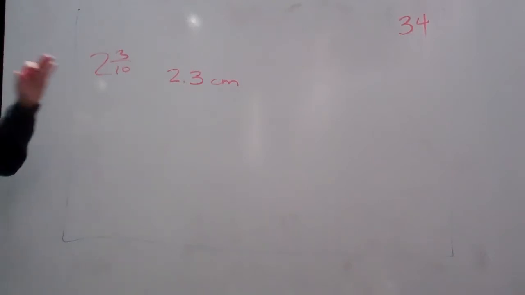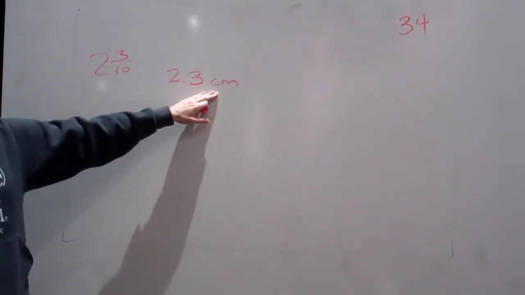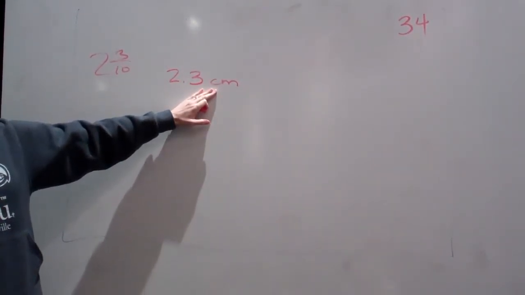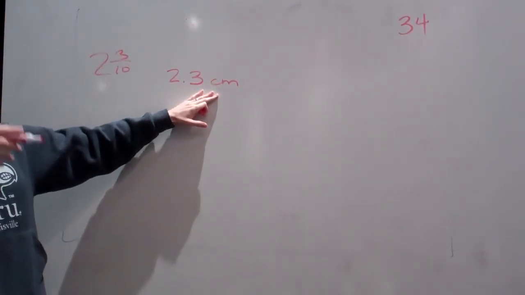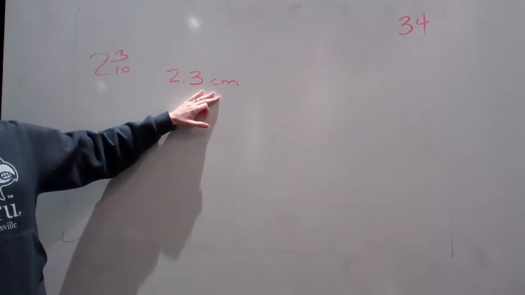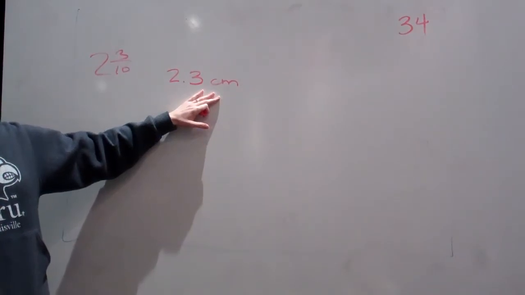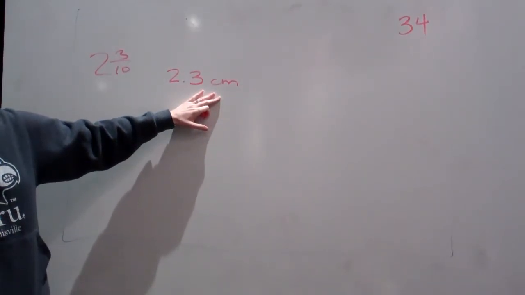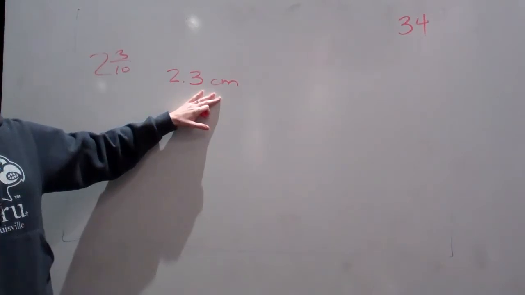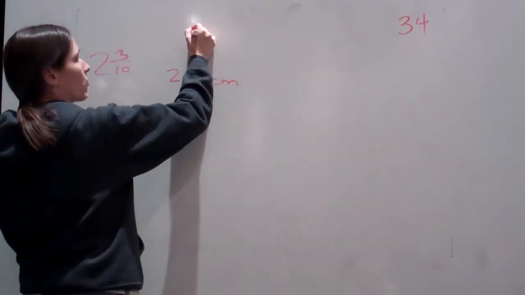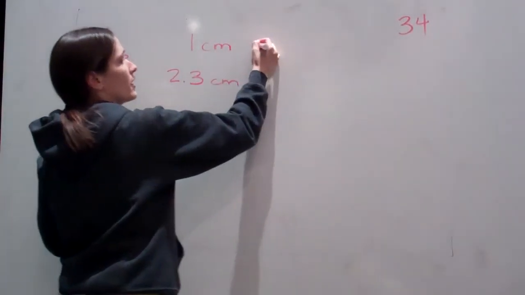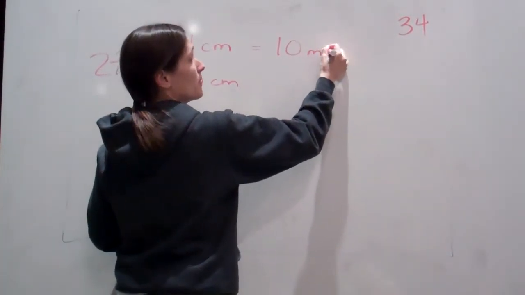Okay, now, they want us to convert this to millimeters. How would I do that? 23 millimeters. It is 23, but how do I know that? Because every centimeter has 10 millimeters in it. Yes, every centimeter has 10 millimeters in it. Okay, so I'm going to say 1 centimeter equals 10 millimeters.